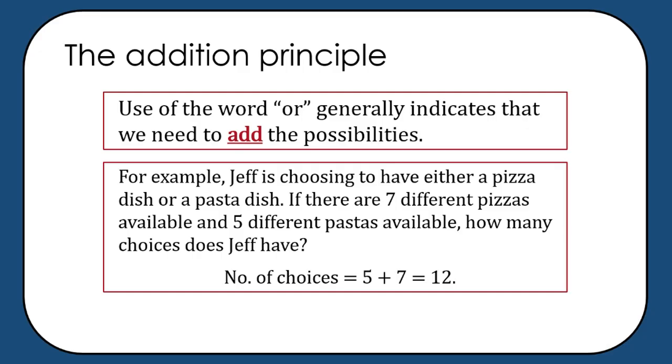So generally in dealing with a problem, if you are able to use the word "or", there's an indication that we need to add the possibilities. So for example, if I was to say Jeff is choosing to have either a pizza dish or a pasta dish, and if I knew that there were 7 pizza dishes and 5 pasta dishes available, then clearly he has a choice between 12 different dishes.